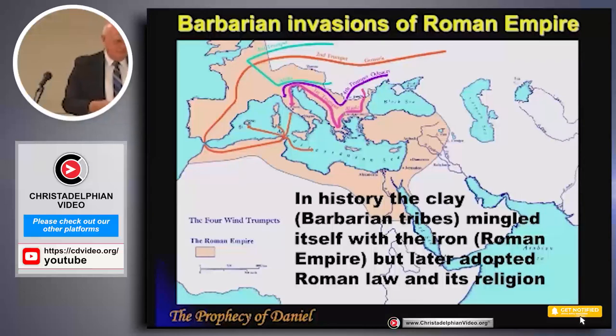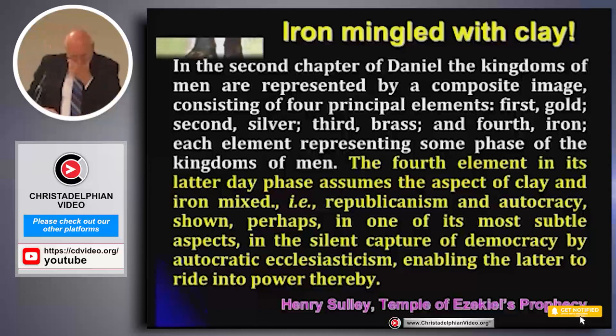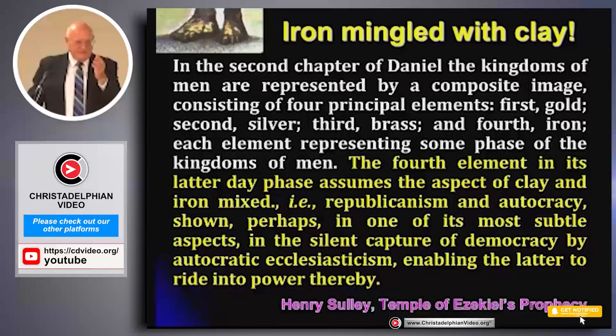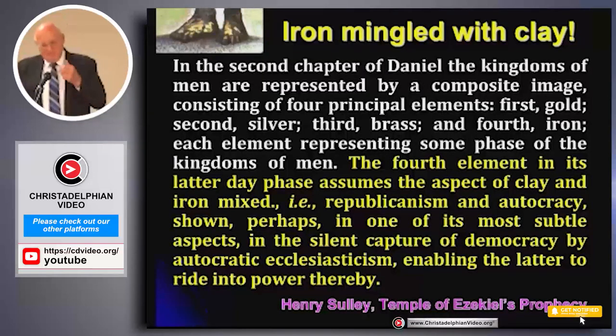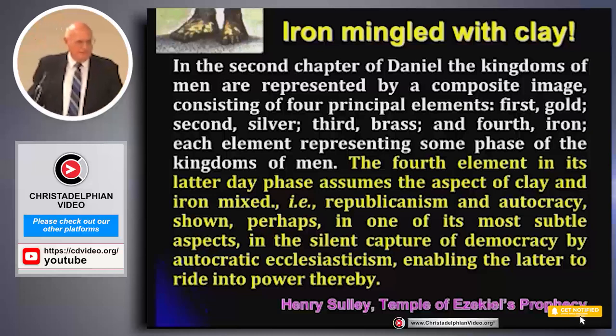When's that going to happen? Well, it's been happening. This is what Brother Sully says about that. This is from the back section of the Temple of Ezekiel's prophecy. If you haven't read that, you have, of course, robbed yourself of a lot of valuable information. This is what he says about the iron mingling with the clay. In the second chapter of Daniel, the kingdoms of men, and I would have preferred him to use the singular, by the way, but he doesn't, are represented by a composite image consisting of four principal elements.